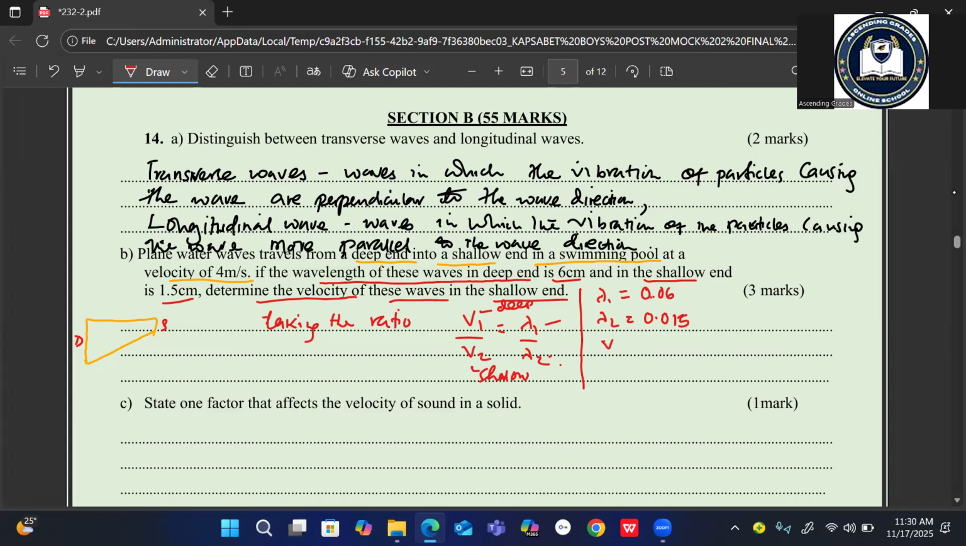Then now we can substitute and say that our velocity 1, which is V1, was 4 meters per second. Then our V2 is our question. So we are substituting in this equation now. 4 divided by V2 is equal to 0.06 divided by 0.015. So my V2 will be the same as 4 times 0.015 divided by 0.06.